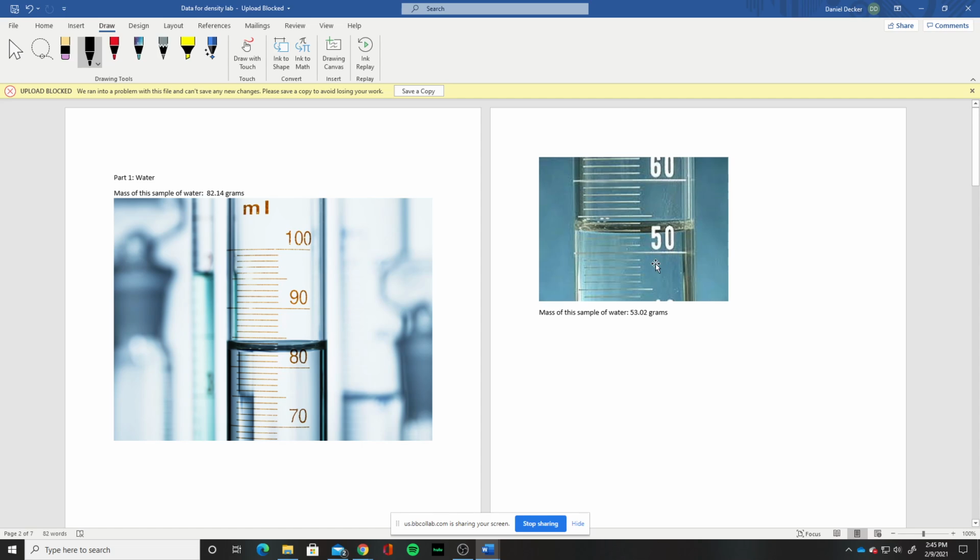For each of those, I expect you to get the volume from the cylinder. I just give you the mass because there's no way that you can measure the mass just from looking at it. So I give you the mass, and remember, density is equal to the mass divided by the volume. So you will take the mass I give you, you will take the volume that you read from the cylinders, and you will find your density. And you will have 3 of those.